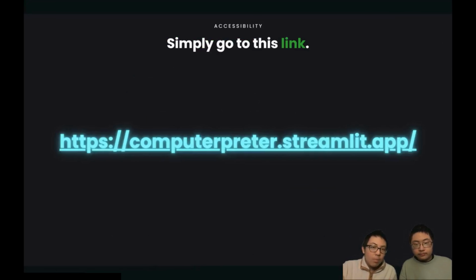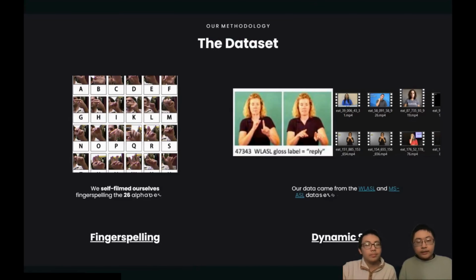The best thing about our app is its accessibility. Simply go to computerpreter.streamlit.app and you're there. Let's look at how we got the data.